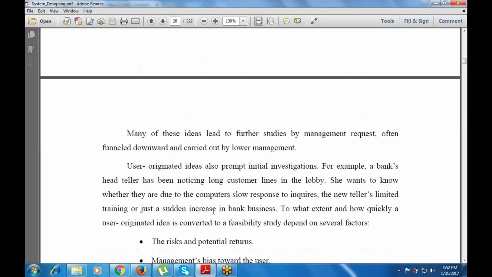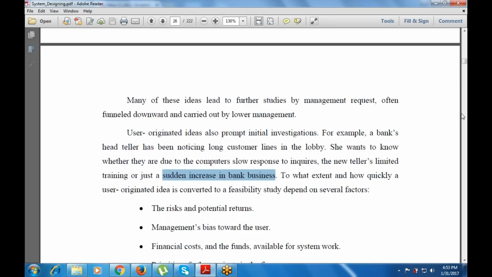User-originated ideas also prompt initial investigation. For example, a bank head teller has been noticing long lines of customers in the lobby. She wanted to know whether they are due to the computer's slow response to inquiries, the new tellers' limited training, or just a sudden increase in bank services.